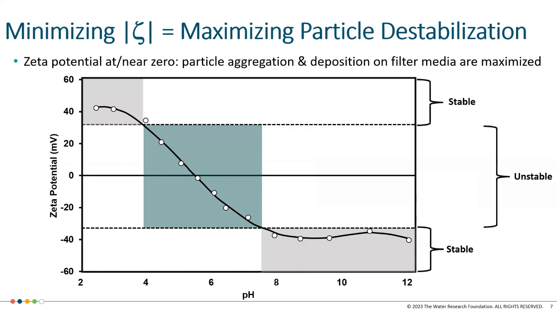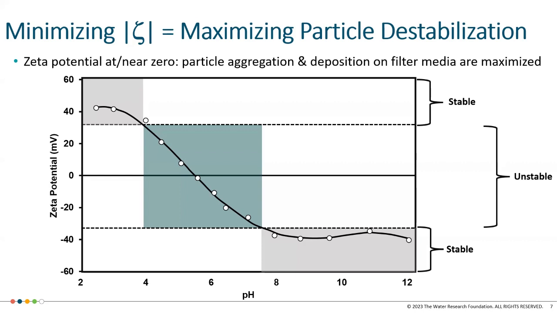This is Zeta potential as a function of pH. The pH dependence of Zeta potential is especially important to discuss because Zeta potential is going to vary with pH, but that doesn't mean that we would change pH in our system in order to be in a range of Zeta potential that's favorable for treatment. So let's talk about this a little bit.